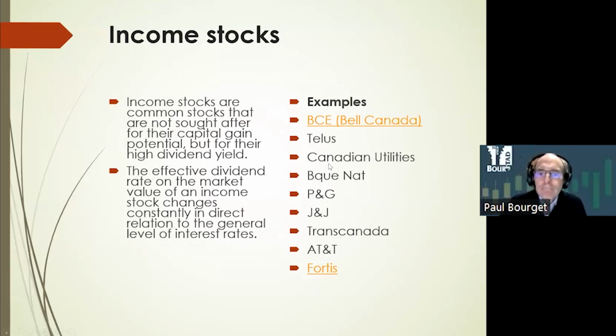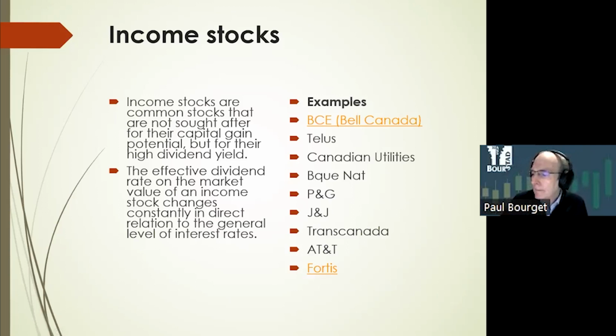Okay, here we can talk about BCE, TELUS, Canadian Utilities, National Bank, Procter & Gamble, J&J, Johnson & Johnson, TransCanada, AT&T, Fortis. Obviously, when we talk about Procter & Gamble, J&J, and AT&T, we're talking about blue chips as well. Even BCE, for Canada, would be considered a blue chip.